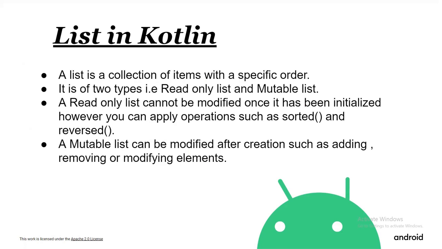A read-only list cannot be modified once it has been initialized. However, you can apply operations such as sorted, reversed, etc. Whereas we can modify the mutable list later on.